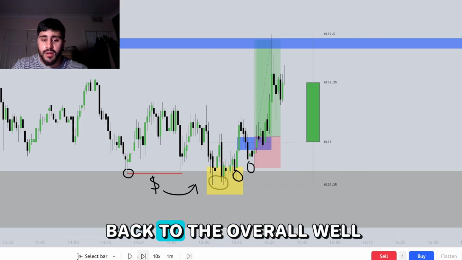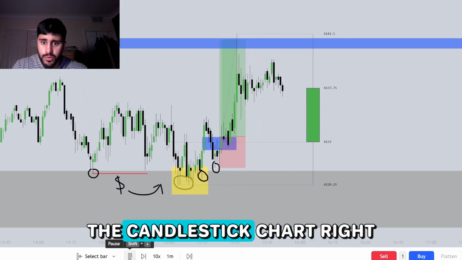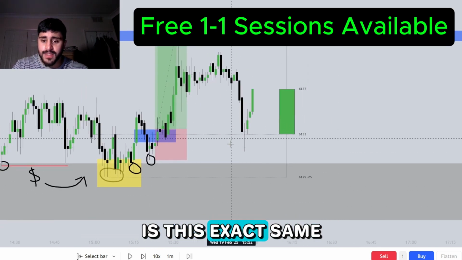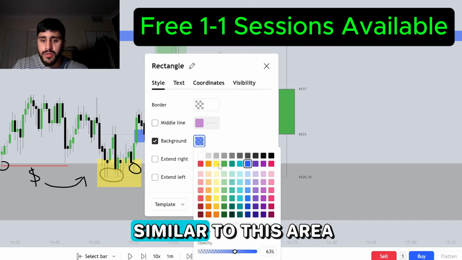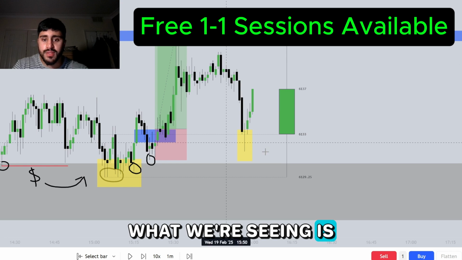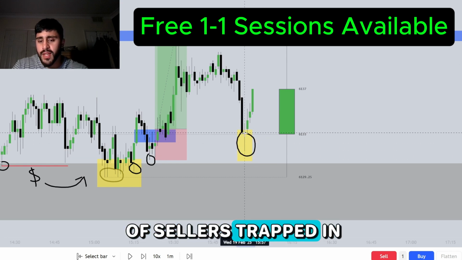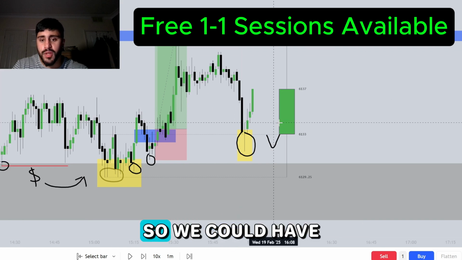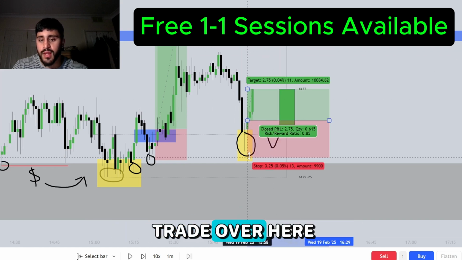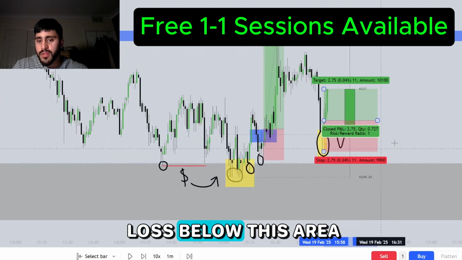So now we go back to the overall candlestick chart, right? What we're looking for again is this exact same candle over here, right? This candle over here, similar to this area over here, what we're seeing is a ton of sellers trapped in this region. This is below the 10 a.m. Eastern, which is extra confirmation, right? So we could have taken our second long trade over here with a comfortable stop loss below this area.